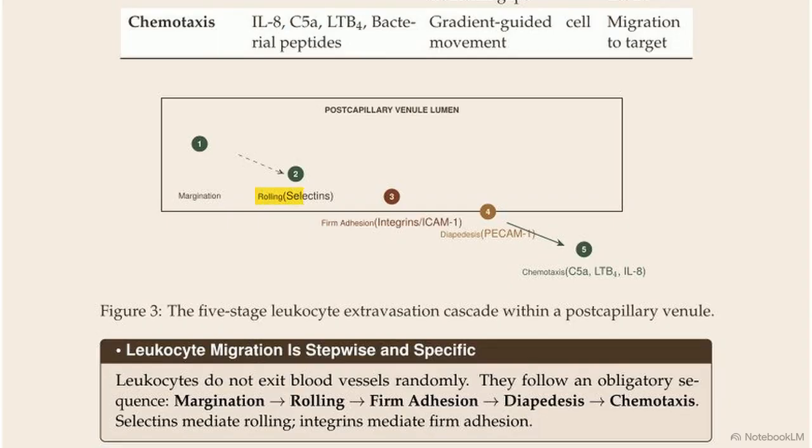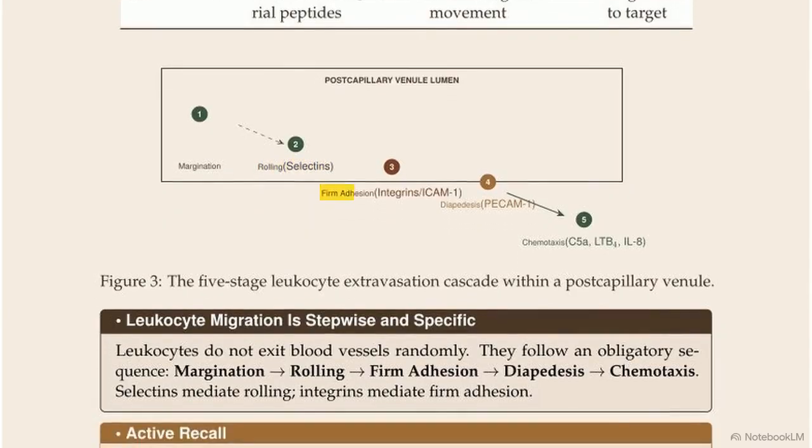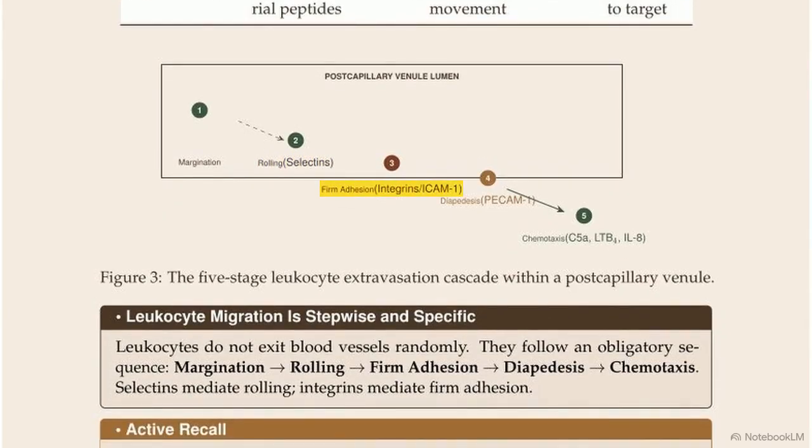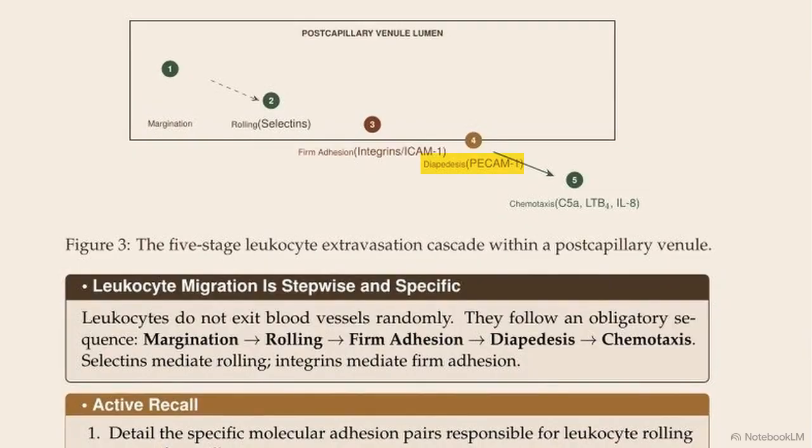In stage 2, the leukocyte tumbles, forming weak selectin-mediated bonds. To stop, activated integrins lock onto ICAM-1, creating a structural anchor. The leukocyte then squeezes through endothelial gaps via PECAM-1 and migrates along a chemical gradient, following C5a and IL-8.